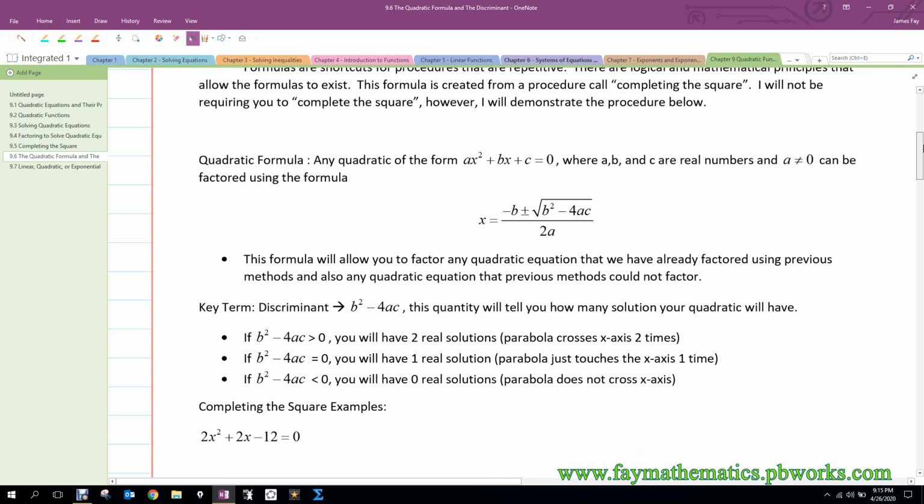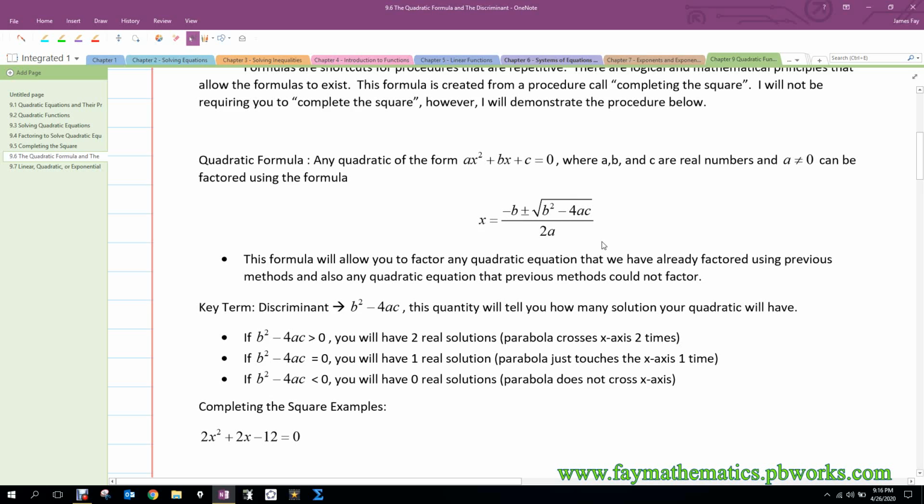All right, so here's the quadratic formula. It says any quadratic of the form ax squared plus bx plus c equals 0, so everything we've been working with, where a, b, and c are real numbers, and a is not 0. So these three coefficients and constant can be anything they want to be, except a cannot be 0. They can all be factored using this formula.